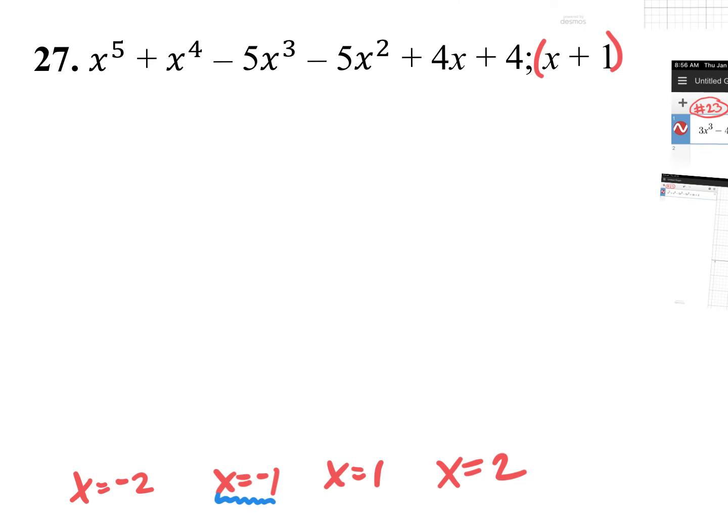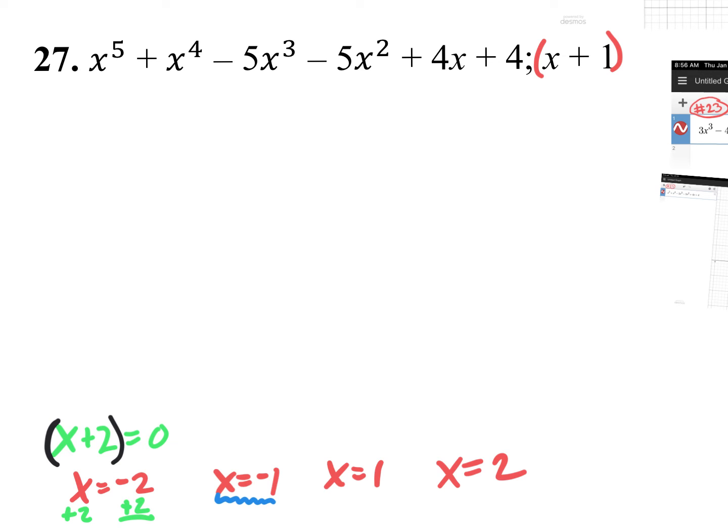So I want to find the other factors. I could use these answers and just think, where did these answers come from? They came from binomials that were set equal to 0. So this first answer, x equals negative 2, came from a binomial set equal to 0. You could actually show the work: set it equal to 0, add 2, and it came from x plus 2 equals 0. And you could put that binomial in parentheses. Does that make sense?